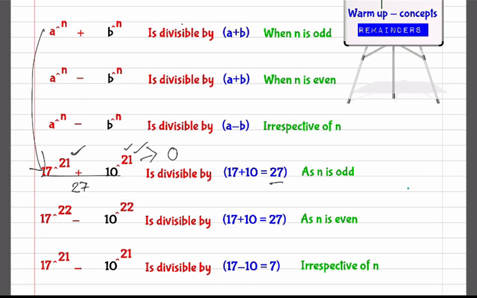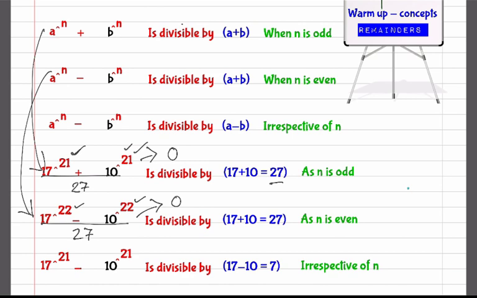Second, a raised to n minus b raised to n is divisible by a plus b if n is even. Now let's come to this. 17 raised to 22 minus 10 raised to 22 is divisible by 10 plus 17, which is nothing but 27, given that n is even. Yes, n is even, it is 22. So the remainder for this will be again 0, because it is divisible by this.